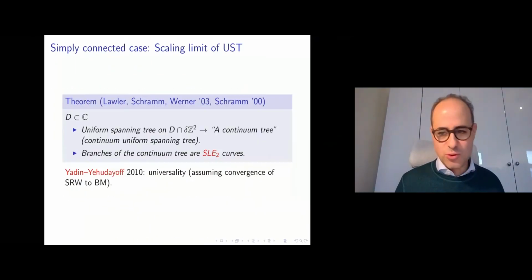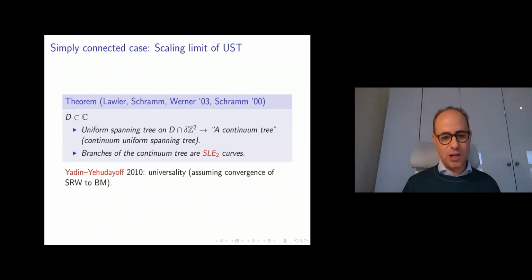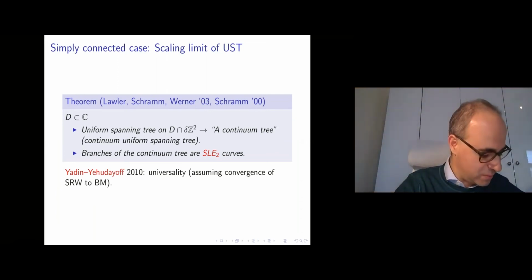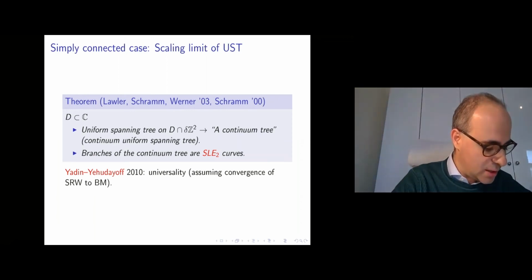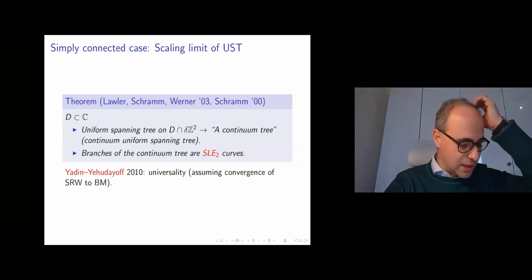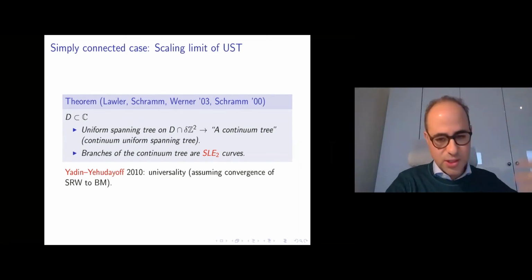So let me tell you how we prove this result. And I hope that the connection with imaginary geometry will be apparent from that. So the idea is to say, well, we've got the uniform spanning tree and we know a lot about the uniform spanning tree. So the first thing we want to ask is what is the scaling limit of the uniform spanning tree itself?